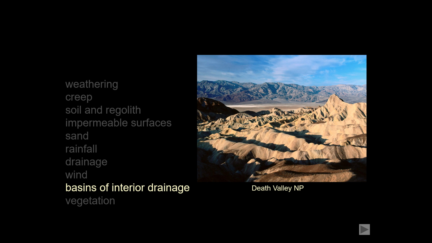We also have basins of interior drainage, and these are places where water flows down to locations where there's no way for it to eventually flow into a river that would take it to an ocean. So places like Death Valley, when water flows down into Death Valley, the only way for the water to escape is through evaporation. And oftentimes we have salts that are left behind, so we have these very dry basins of interior drainage. Another is the Great Salt Lake in Utah.